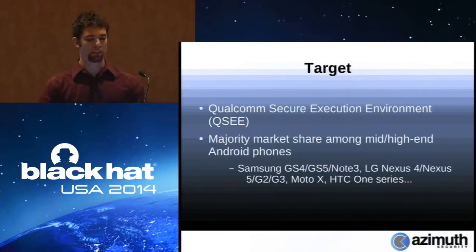So for this research in particular, I chose to focus on Qualcomm's implementation of a TrustZone kernel, which is called the Qualcomm Secure Execution Environment, or QSEE. And the reason behind this was fairly simple. Qualcomm enjoys a majority market share, especially among mid to high-end Android phones, especially in North America and Europe. Basically, if you have heard of a flagship model by Samsung, LG, Motorola, or HTC, and it's for sale in Europe or North America, chances are it's running a Qualcomm chipset, and as a result is using Qualcomm's TrustZone kernel. So it's by far the most popular TrustZone kernel in the market today.